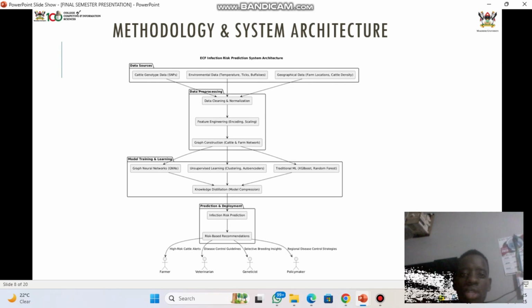So this is the methodology and system architecture. We have the data sources, the dataset, which comprises the genotype, temperature, which is environmental data, and then geographical data. We did data processing, which includes normalization. We also did training of the graph neural network models. We also did unsupervised learning and registration. We did prediction and deployment of the model via various platforms, including Render and Streamlit.